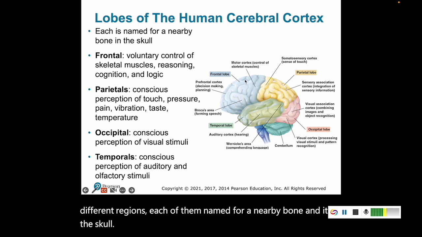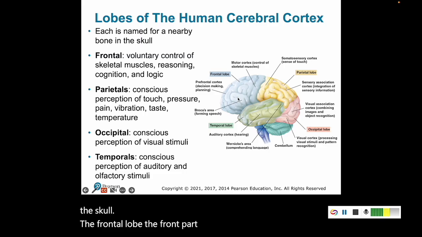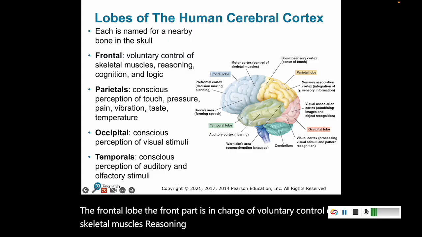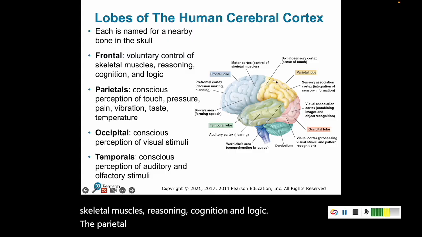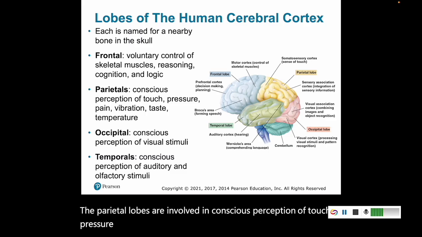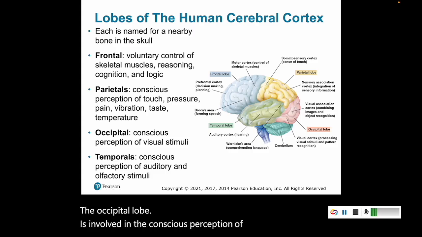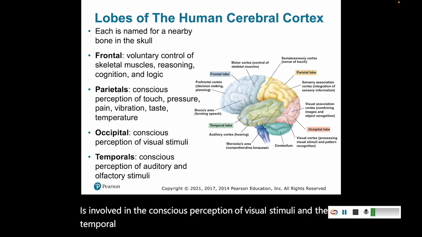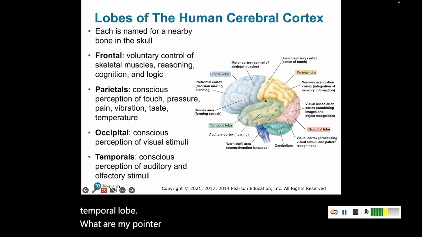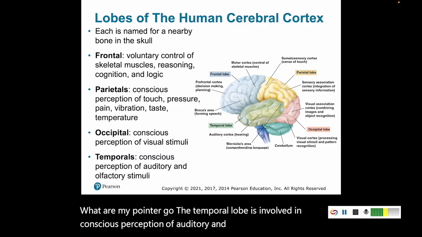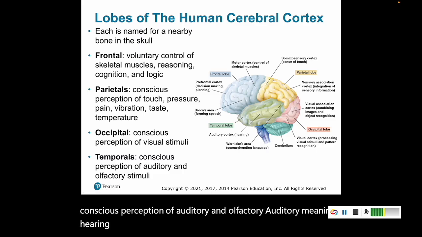The frontal lobe, the front part, is in charge of voluntary control of skeletal muscles, reasoning, cognition, and logic. The parietal lobes are involved in conscious perception of touch, pressure, pain, vibration, taste, and temperature. The occipital lobe is involved in the conscious perception of visual stimuli. And the temporal lobe is involved in conscious perception of auditory and olfactory, auditory meaning hearing, and olfactory meaning smell.